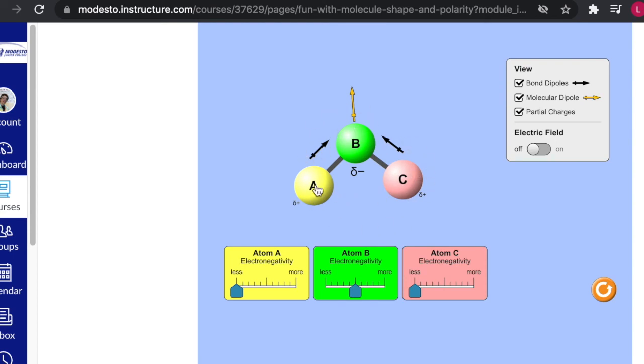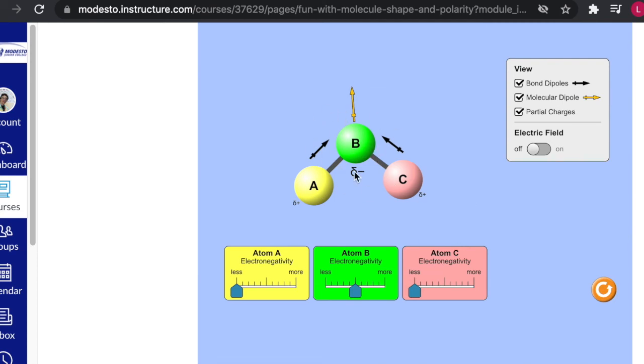Here we have a less symmetric shape, and so both of these left to right is canceling out, but up and down is not canceling out. Overall there is a dipole in the vertical direction, kind of up here.